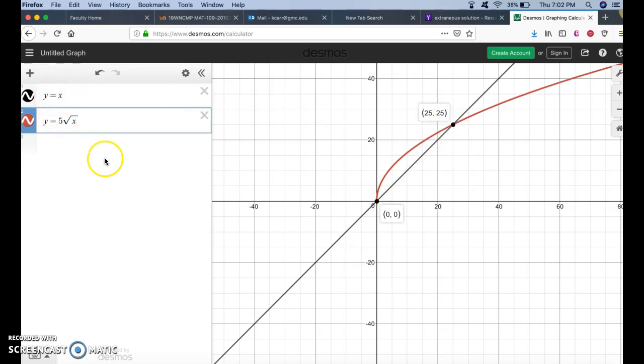Is to solve the left and right side, put those in, and see where they intersect. That would be how I would do it.